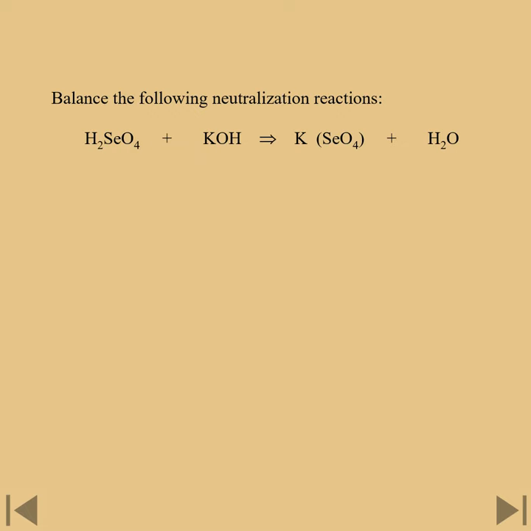Okay, balance the neutralization reaction, and we have selenic acid reacting with potassium hydroxide to form potassium selenate and water. Okay, my acid, selenic acid, has 2 protons. The base, potassium hydroxide, has a single hydroxide. The least common multiple of 2 and 1 is 2. So I need 2 protons, so 1 selenic acid. 2 hydroxide, so 2 potassium hydroxide. There's always just 1 salt formed, and it has 2 potassiums in it, and 1 selenate in it. And again, 2 hydrogen ions got together with 2 hydroxide ions to form 2 waters.